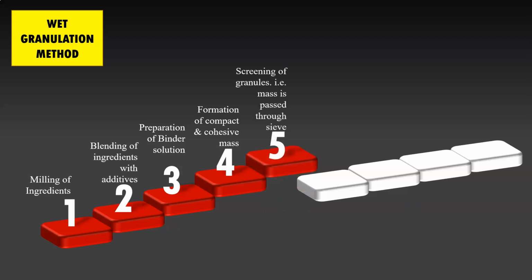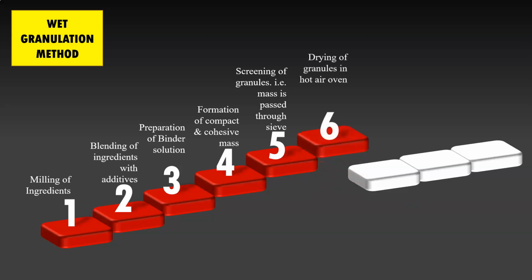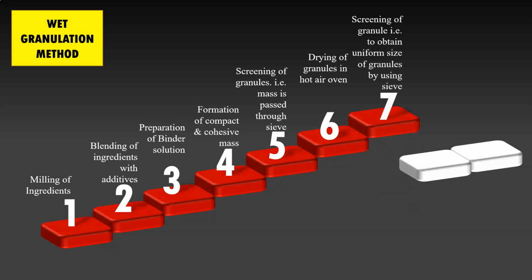The next step is screening of granules, that is the compact and cohesive mass is passed through the sieve. Now here the sieve used is as specified in the given procedure. The next step is drying of granules in hot air oven. Here the temperature and time required to be set for drying of granules in the hot air oven is as specified in the procedure. And the next step is screening of the dried granules.